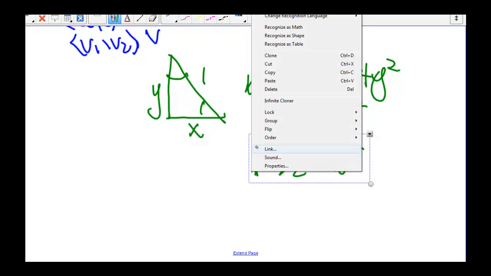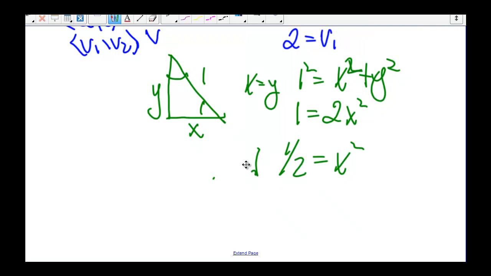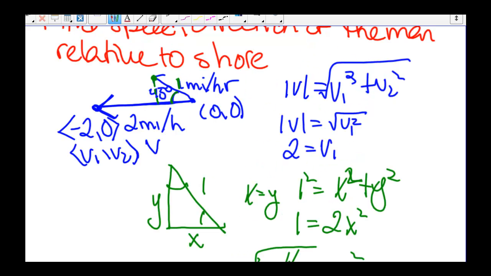So we have the square root of 1/2. So 1 over the square root of 2 is x, and these could be plus or minus. But let's think about this. We're going in the negative x direction and the positive y direction. So this is going to be the vector -1 over square root of 2, 1 over square root of 2.